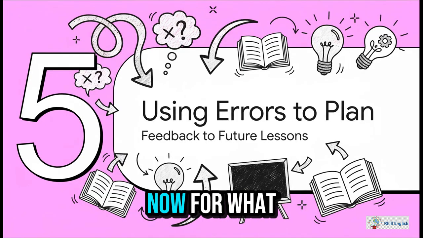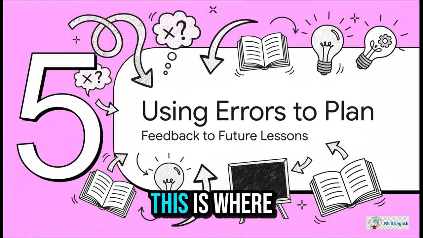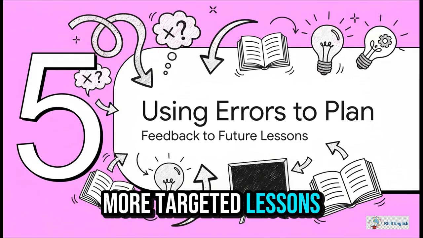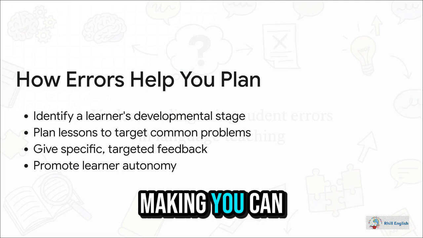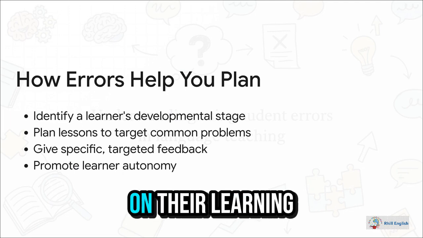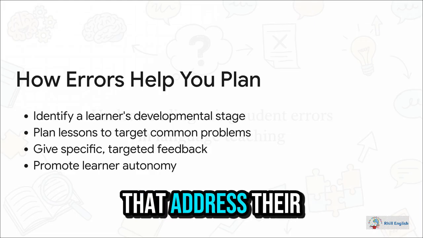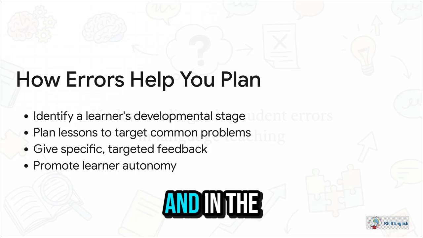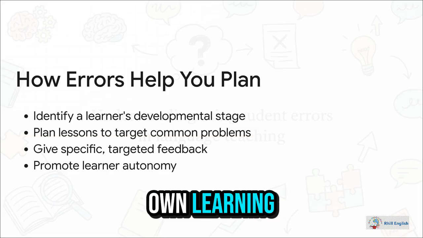Okay, now for what I think is the most powerful step of all, using errors to plan. This is where we close the loop. This is where we turn that data we've gathered from student mistakes into better, more targeted lessons for the future. By really looking at the errors your students are making, you can figure out exactly where they are on their learning journey. This means you can stop guessing and start planning lessons that address their actual problem areas. This leads to way more effective feedback, and in the end, it helps your students become more aware and more in control of their own learning.